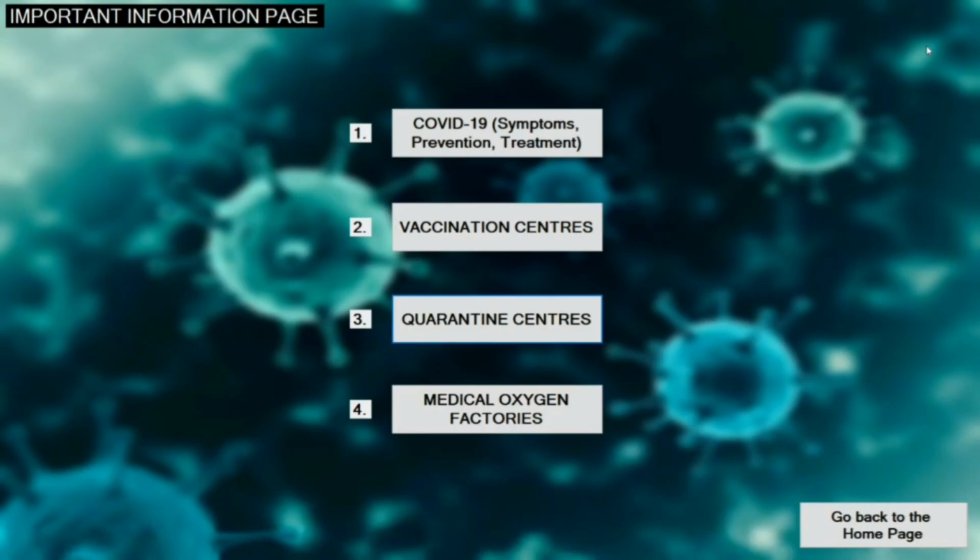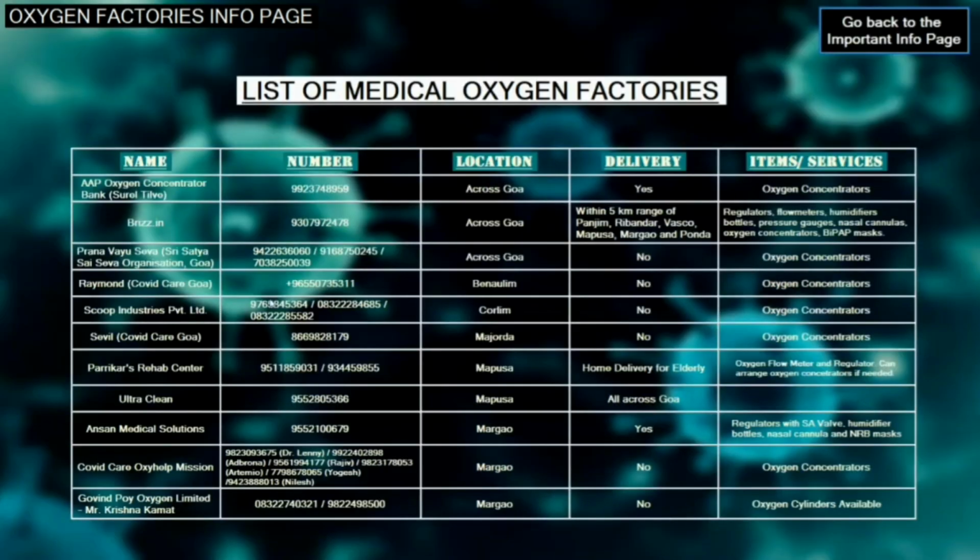Now let's see medical oxygen factories in Goa. This is information on all the medical oxygen factories in Goa. These are the names of the factories and their location. This is the delivery information, that is whether they provide it or not, and if they do, which regions they provide. These are the items or services they provide. If you need any, you can contact any of these numbers to get further information.